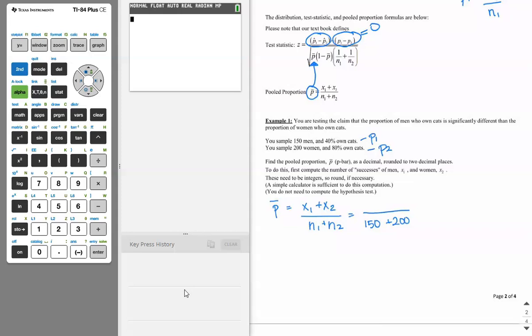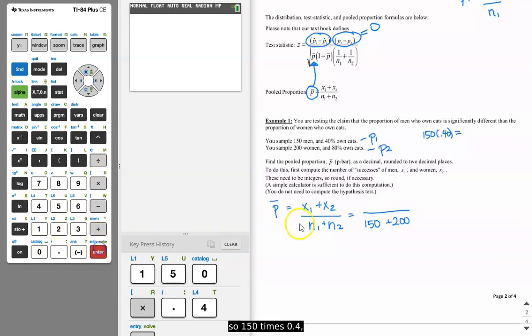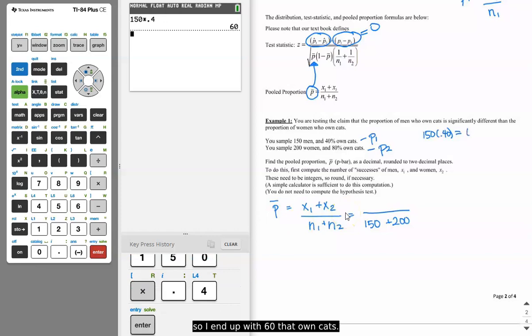So if I take, right, 150 men, now 40% own cats, right? So 150 times 0.4. So I end up, right, with 60 that own cats, right? So this is equivalent to x sub 1, right? The number of successes. We want to do the same thing with the women.